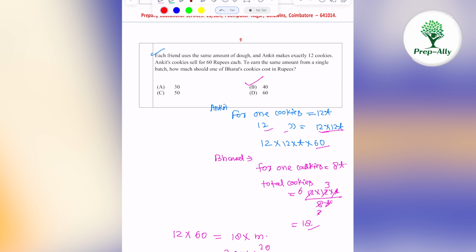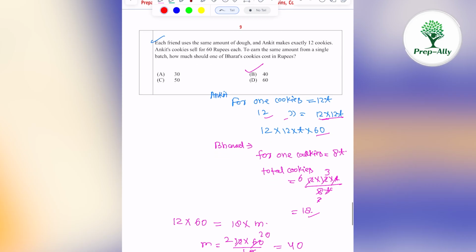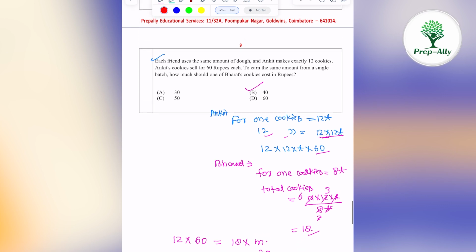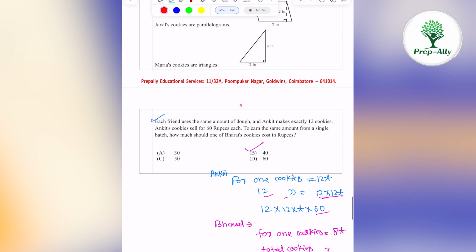So basically, one cookie requires 12t of dough, and for 12 cookies they require this much, making 12 cookies from one dough. Bharat gets the same amount of dough, so how many cookies can he form? 12 into 12t by 8t, which is 18. Let the cost of one of Bharat's cookies be m. So m into 18 is equal to 12 into 60, so m is 12 into 60 by 18, which is 40. So this is the solution for the page from 8 going to 9. Thank you.